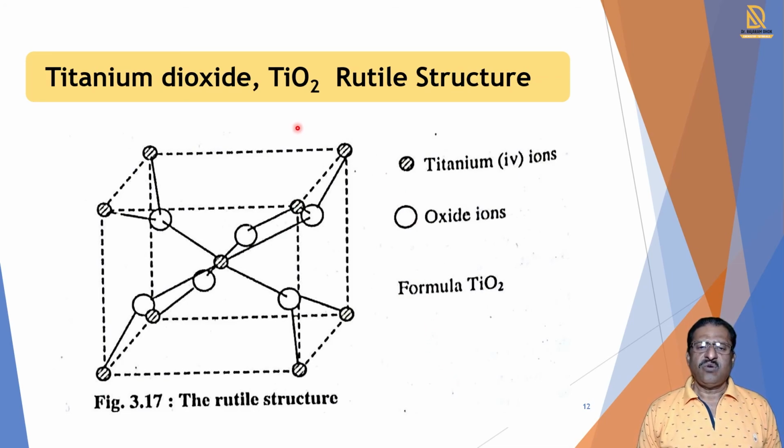Then titanium dioxide or TiO2 rutile structure. In this dark colored, black colored titanium ions are shown and larger size oxide ions are shown. Now we see here one titanium ion is surrounded by how many oxide ions, and this is shown in this diagram, and the ratio of titanium and oxide ion is 1:2, means one titanium ion is equivalent to 2 oxide ions, that is 1:2 ratio is formed, and accordingly the titanium and oxide ions are surrounded with each other, and this rutile structure is formed.